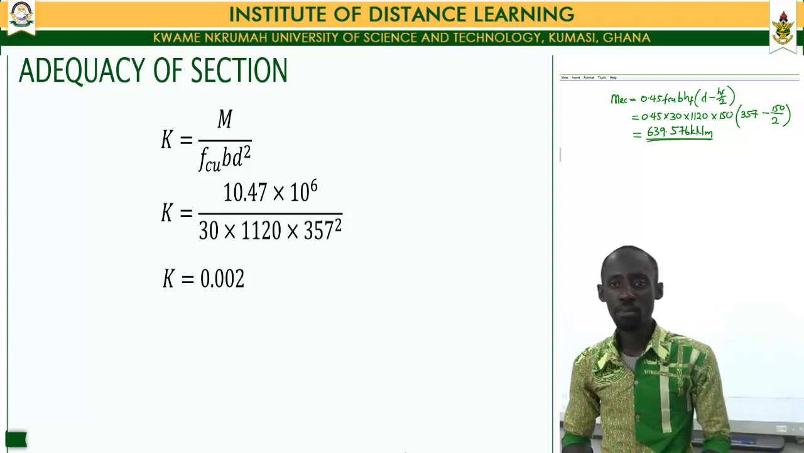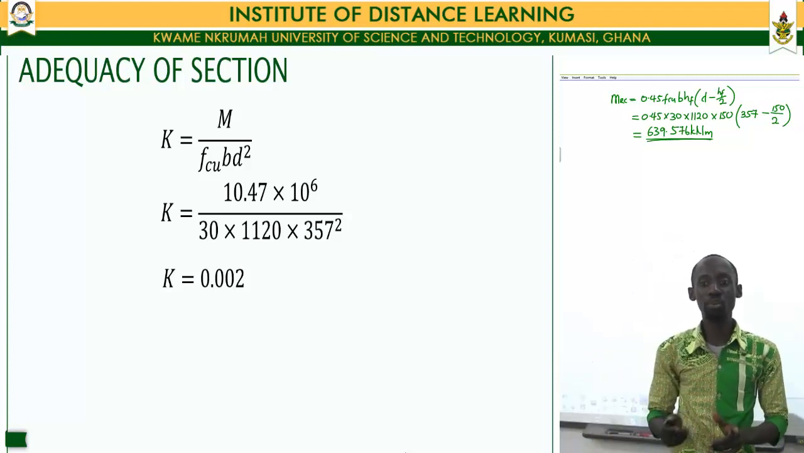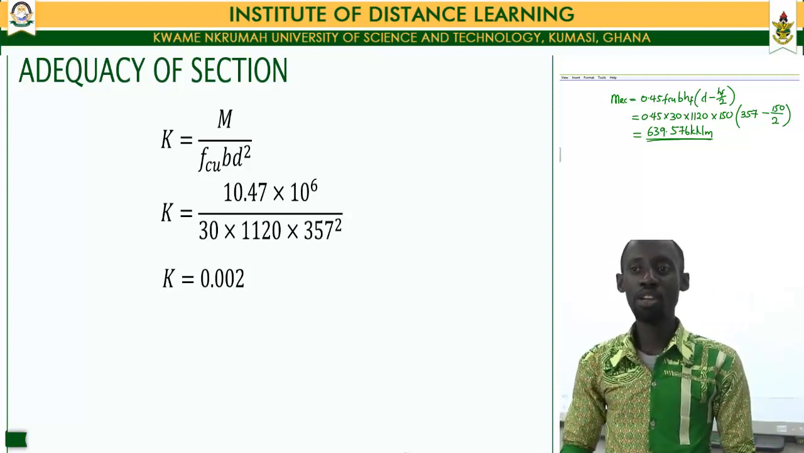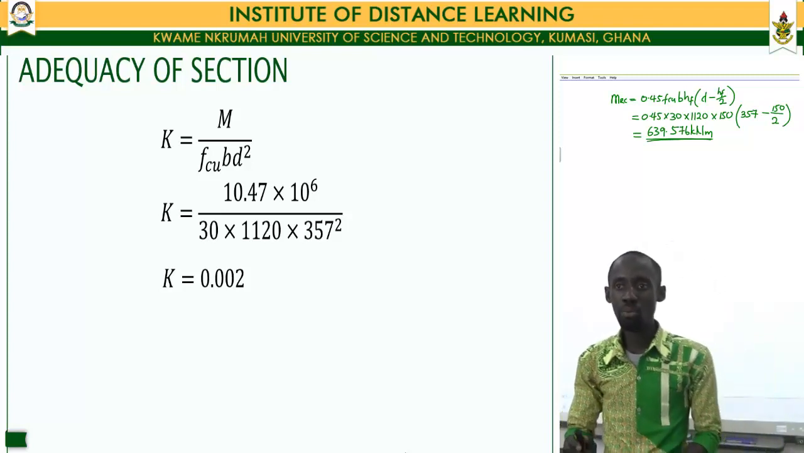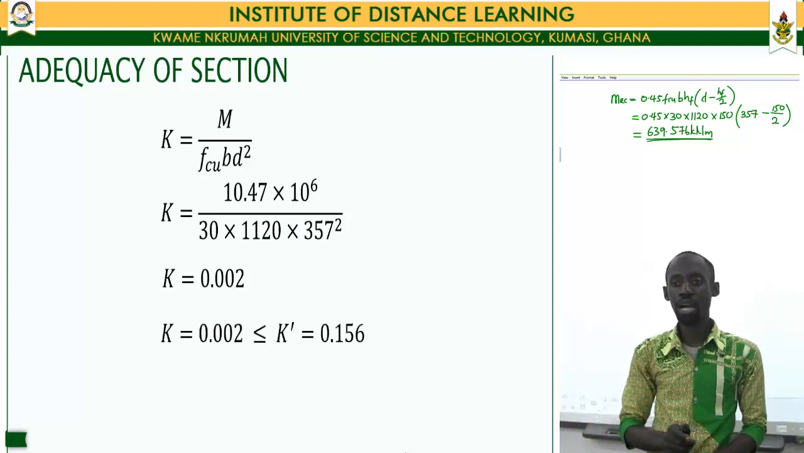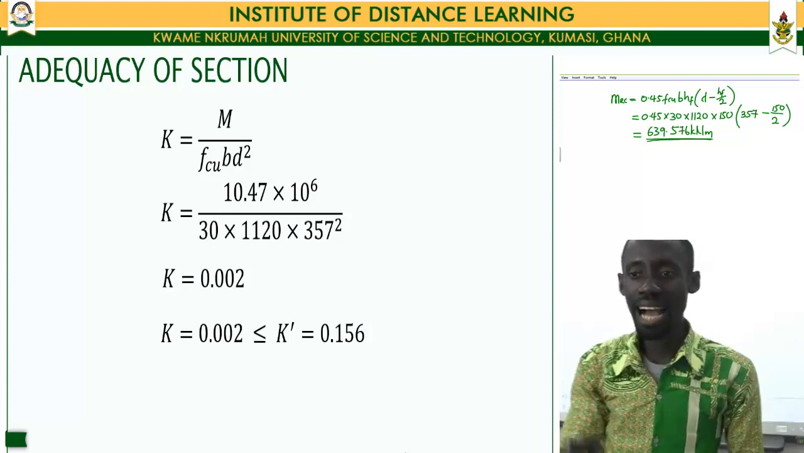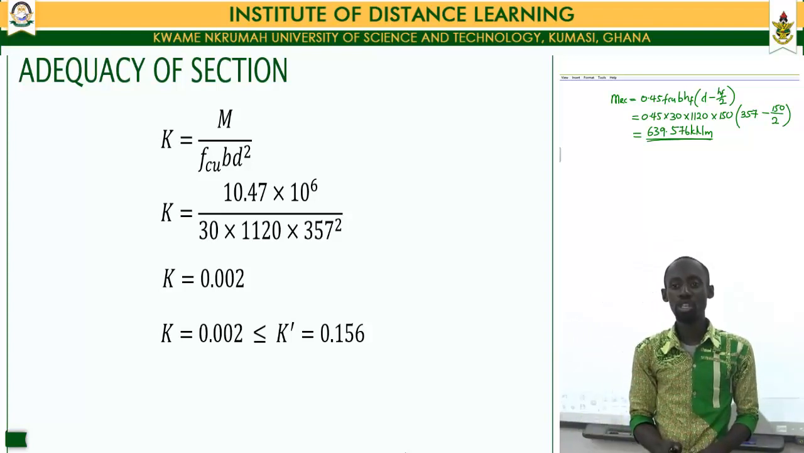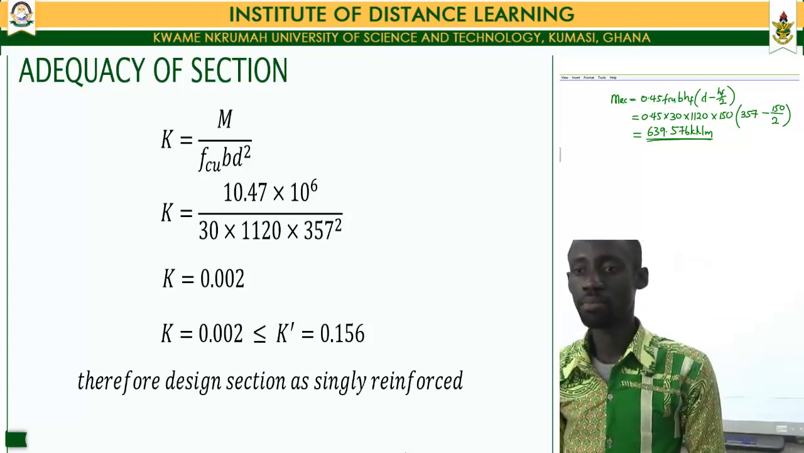0.02. Now, again, from unit 1, we learned that anytime we have a K value which is less than 0.156, it means we are supposed to do a single reinforcement. Whenever our K value exceeds 0.156, we are supposed to do what? Double reinforcement. So comparing this value to our K prime value, which is 0.156, we realize that our K value, which is 0.02, is less than our K prime value, in which case we can design our section as what? As a singly reinforced section.